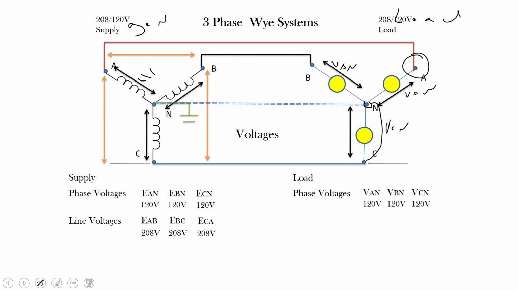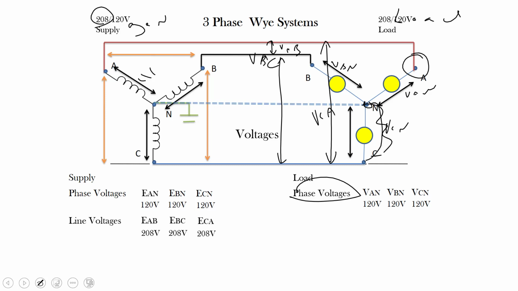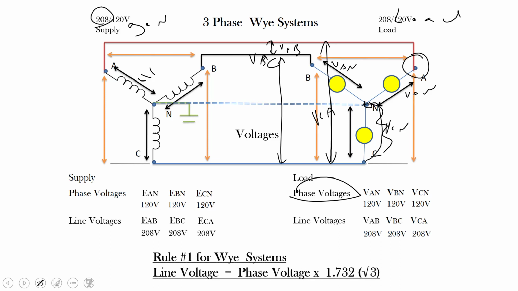Now line voltages. So we have phase voltages. Okay, so this is a phase voltage, but then we have our line voltages. So we have VA to B or EA to B, so that'd be VAB, and then we have VB to C, and then we have voltage C back to A, so voltage CA. Okay, so this is where the 208 comes in when we're looking at line voltages. So this would be a 120 208 volt system, and so line voltage VAB, VBC, VC to A. So that brings us to rule number 1 for Y systems.